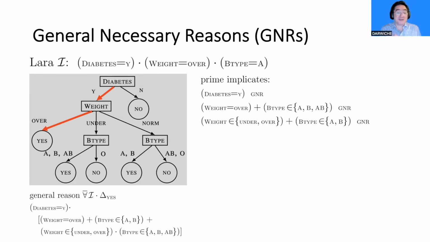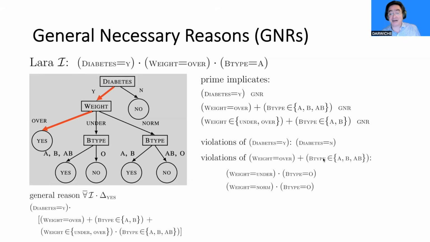Now, the guarantee you get here is not only will violating the necessary reason undermine the decision, but every way of violating a necessary reason is guaranteed to undermine the decision. So in the first one, that's trivial. There's only one way to violate it, by setting diabetes to no, and that will undermine the decision. The second one, there are 2 ways to violate it, by setting blood type to O and this one to either under or no.